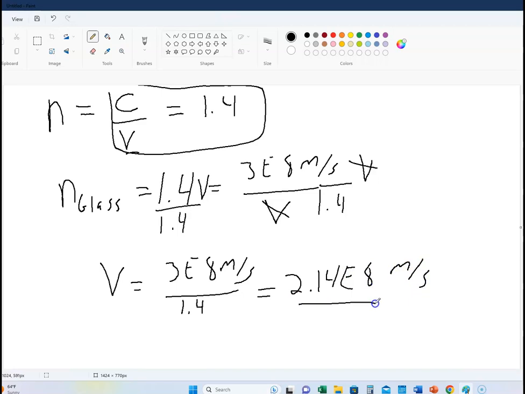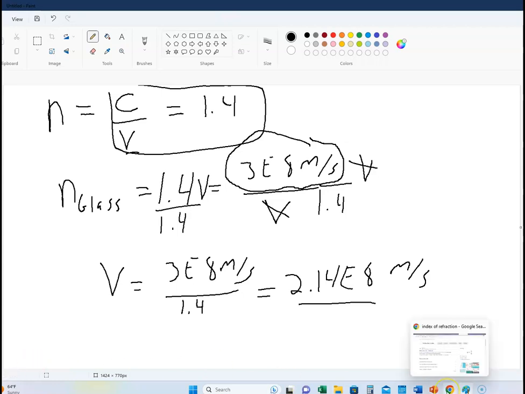All right, so notice this speed is, of course, less than the speed of light. The speed of light is 3 times 10 to the 8th meters per second, in a vacuum, right? So this would be the speed of light in glass. And so you could do various problems.